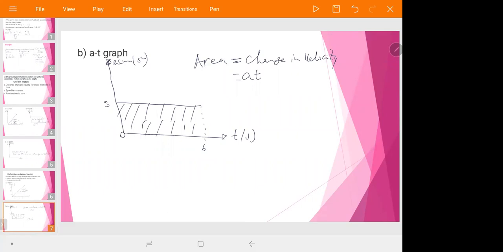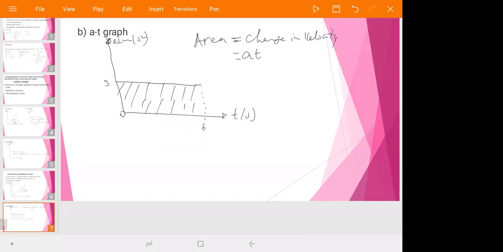Simply multiplication, okay? 18 meters per second. Therefore, the area under such a graph, for example an acceleration-time graph, is equal to what? Equal to change in velocity, okay? Change in velocity.